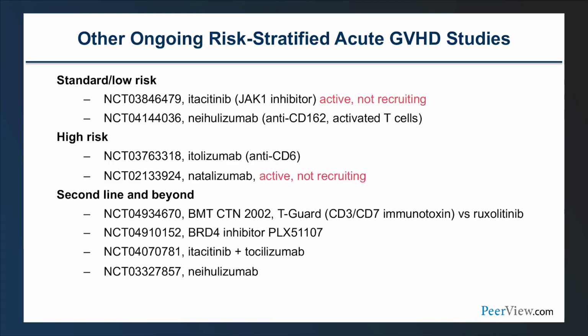Here I highlight some ongoing risk-stratified acute GVHD studies. We've got 2 standard or low-risk studies with Itacitinib and Nivolumab ongoing, high-risk studies including Itolizumab and Natalizumab, and I highlight here some ongoing studies for second-line therapy and beyond.